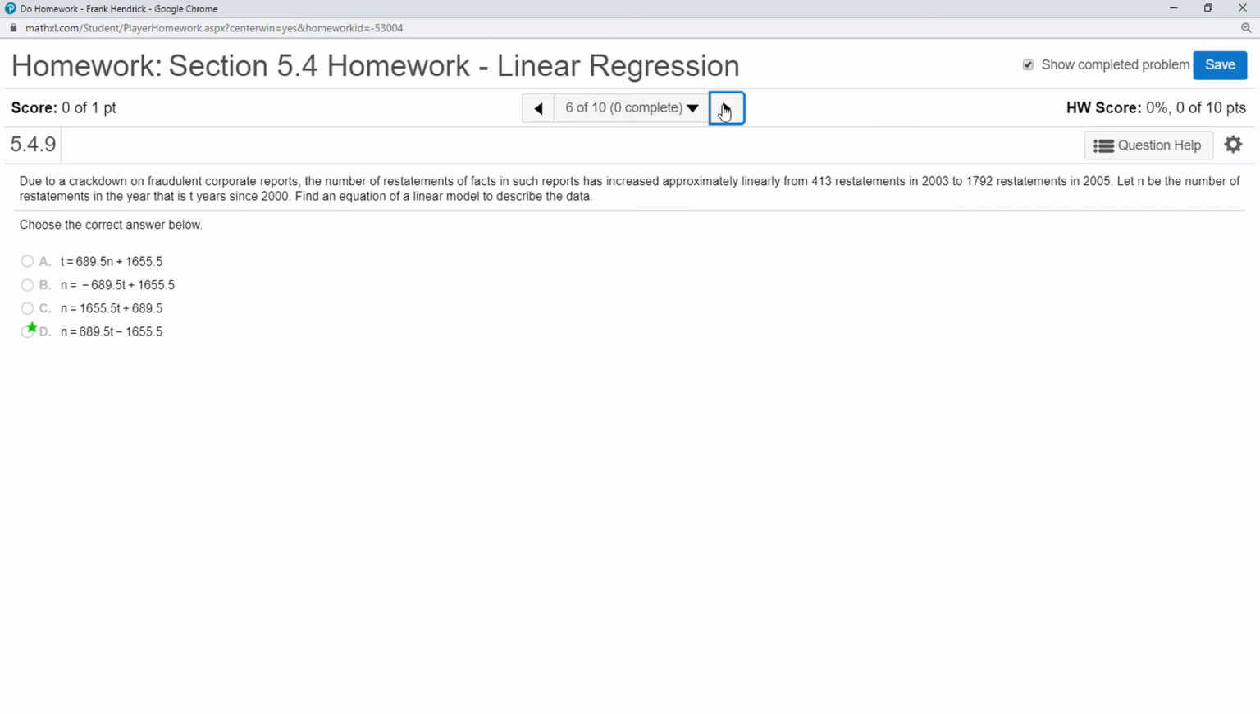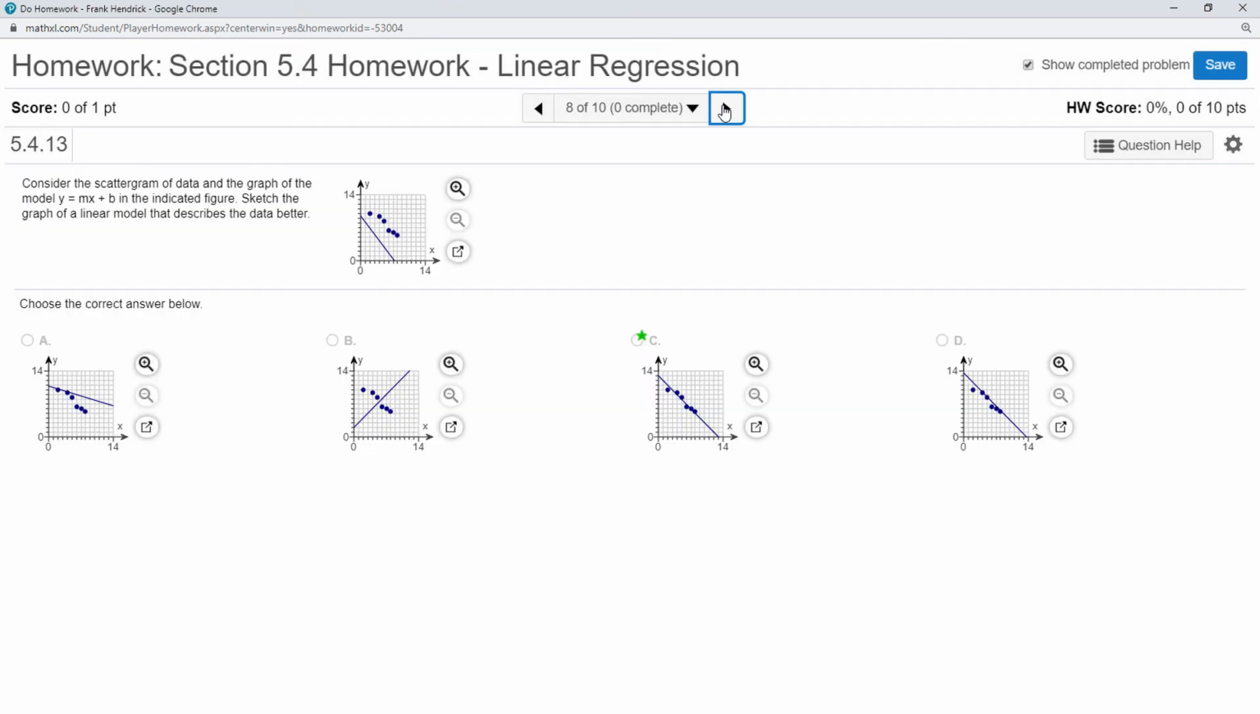And 6 is done this way, 7 is done this way. Consider the scattergram of data in the graph and the model. Sketch the graph of the model that describes the data. So what you can do here is, like before, get 2 points, find the slope, find the y-intercept, and then get an equation for the data, and then graph it.